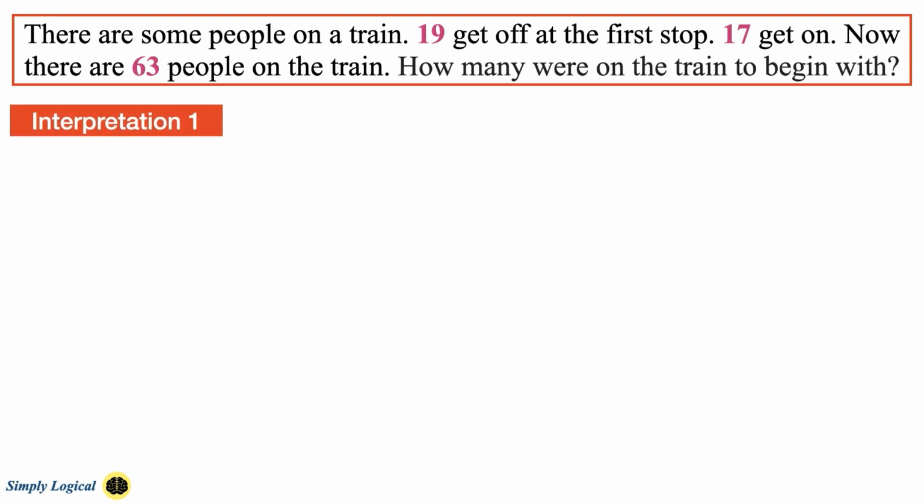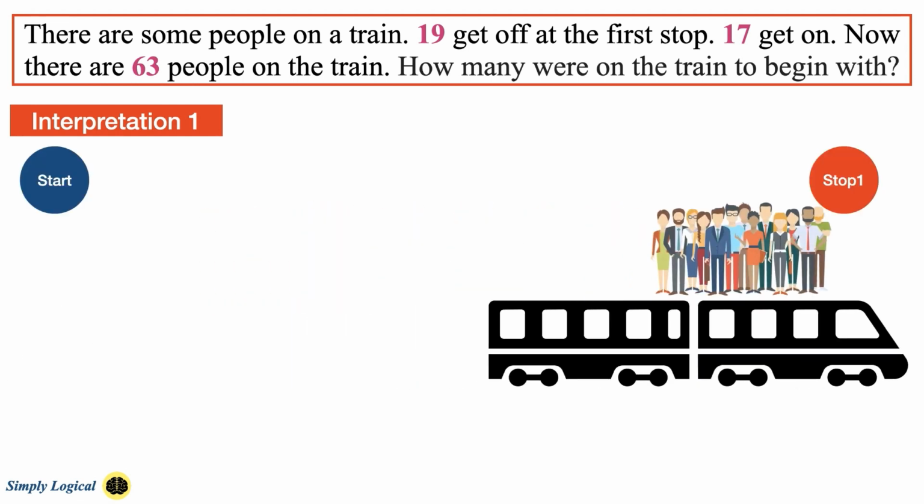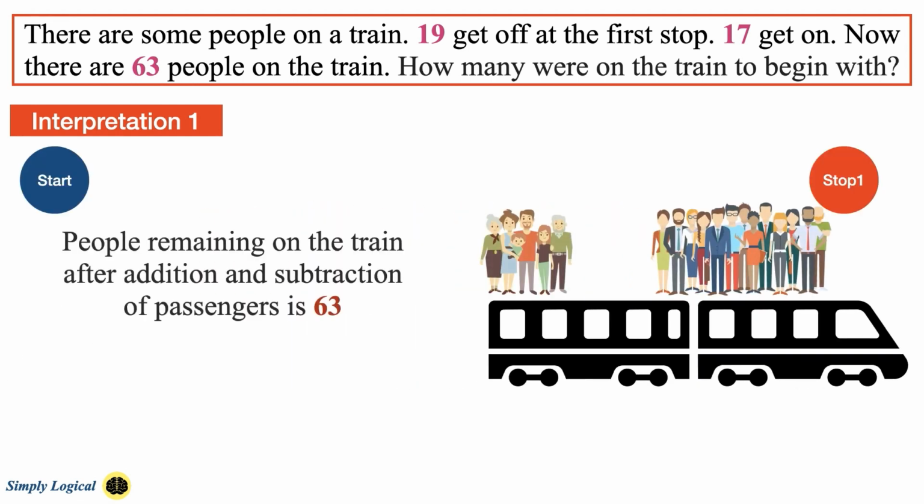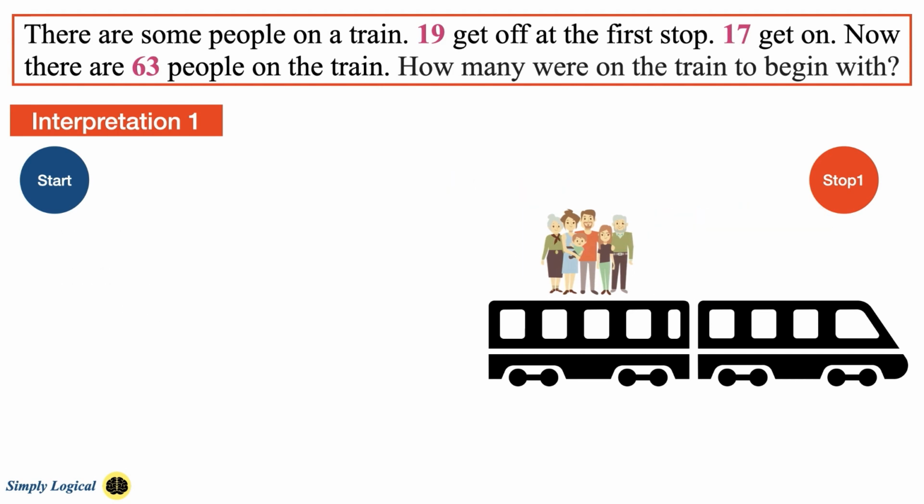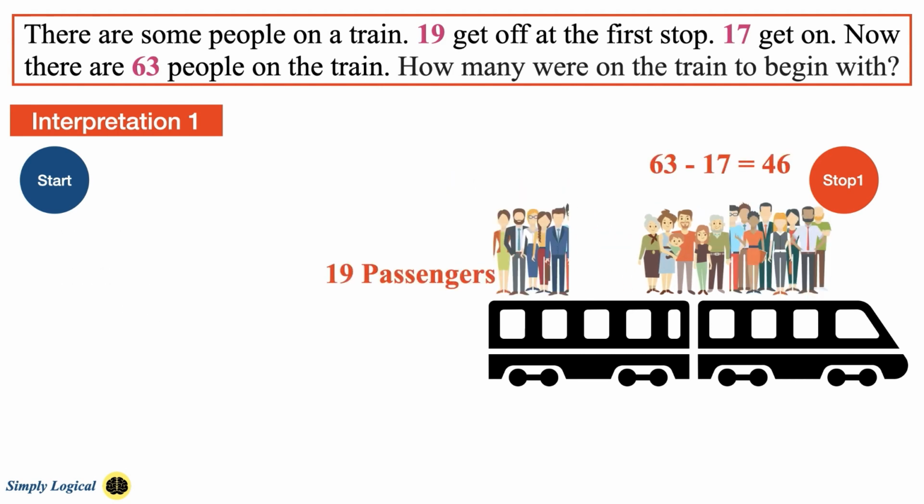A simple way to look into the problem is the math way. As per the puzzle, the people remaining on the train after addition and subtraction of passengers is 63. The people who got in at the first stop is 17, and the people who got off at the first stop is 19. Just do simple math, that is remaining passengers minus newly added passengers. This will fetch you the old passengers on the train.